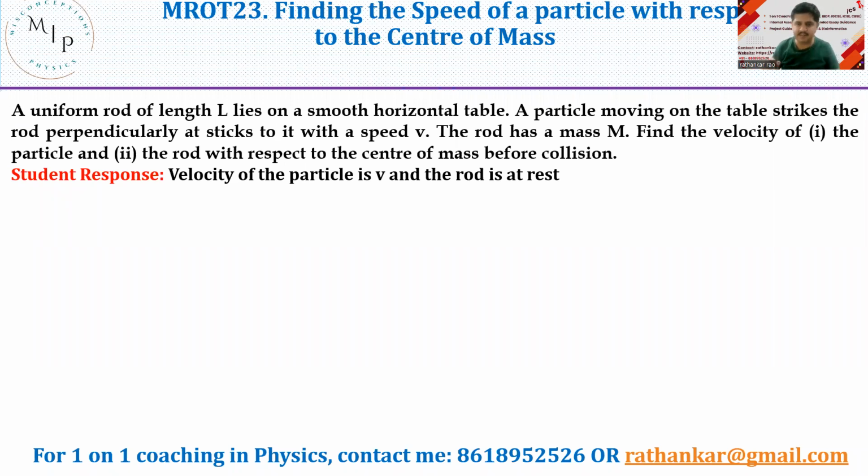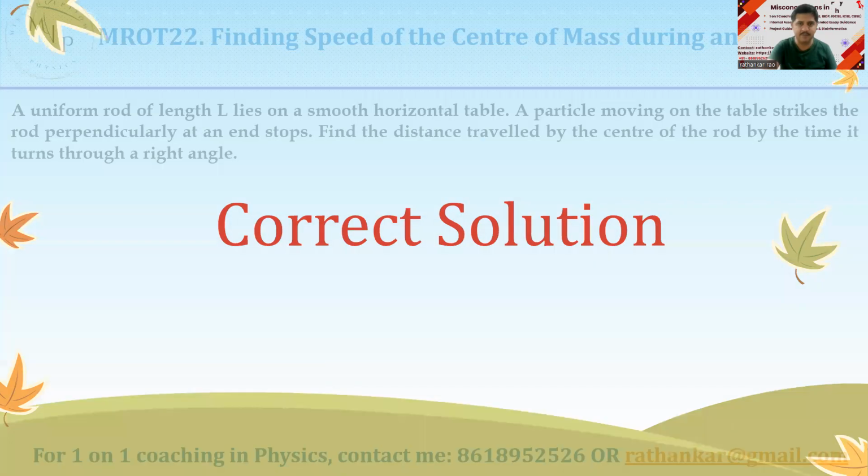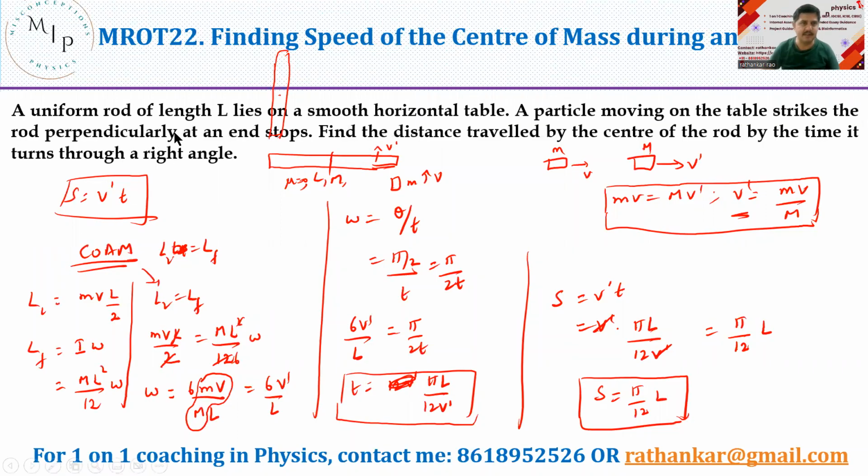Now this problem is an extension of what we have already observed in yesterday's example. As you see, a uniform rod of length L lies on a smooth horizontal surface, and when a particle hits it, this particle comes to a stop. There is an elastic collision, and this rod starts to rotate.